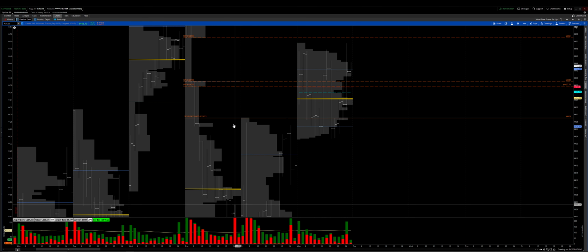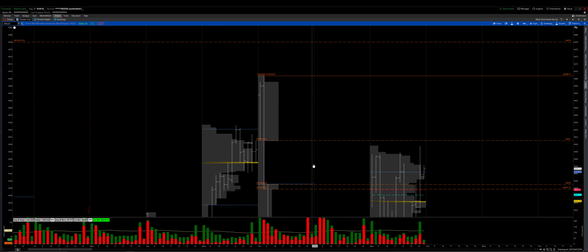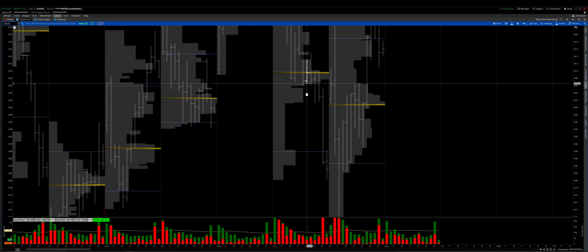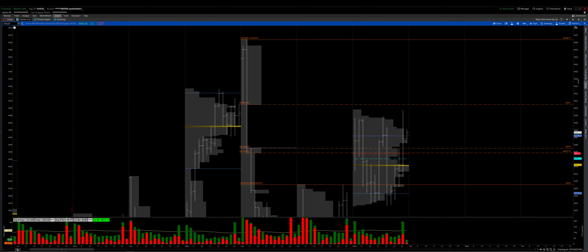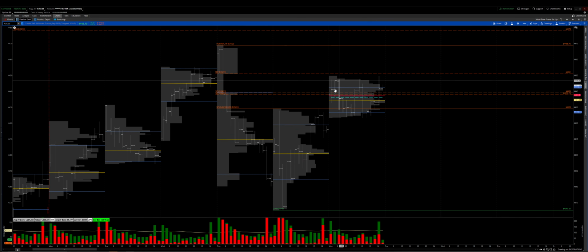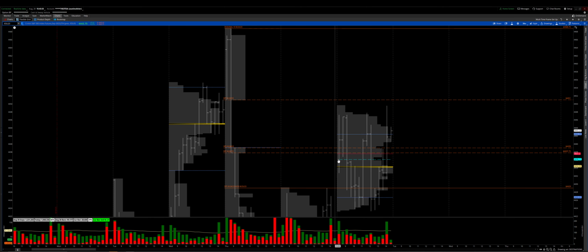So we opened today above the previous day's high and inside of the set of single prints from the double distribution day down that we had back on Thursday of last week, right? So this whole section here is Thursday's range. This is Friday. This is Monday. And today we opened up inside of that set of single prints, filling the first set and then getting into that second set of single prints.